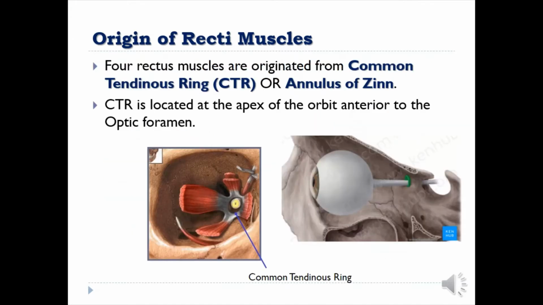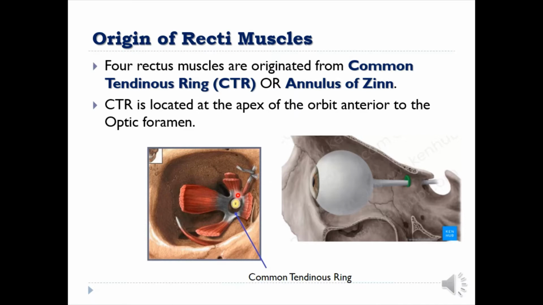Before we go into detail about the muscles, first we will see from where these muscles are originating. Originating is nothing but from where these muscles are starting. This is the reason why we learned about the orbit in the previous class. If you have not checked the orbit presentation, I request all of you to learn the orbit presentation first, then come to the extraocular muscle presentation, so that you will be able to understand it better.